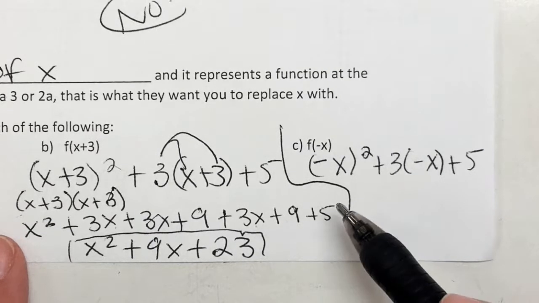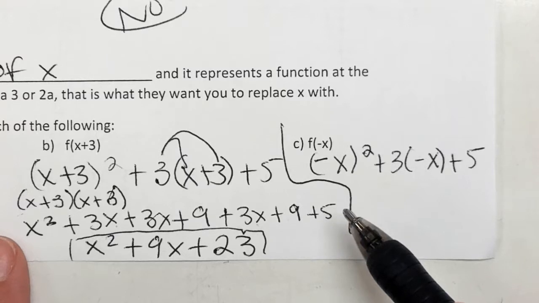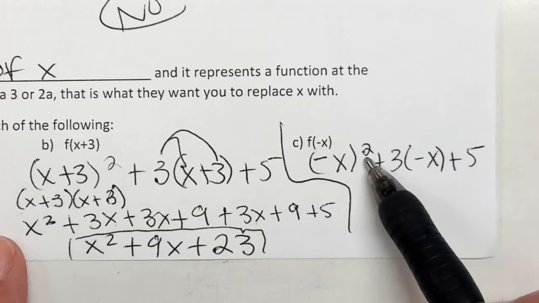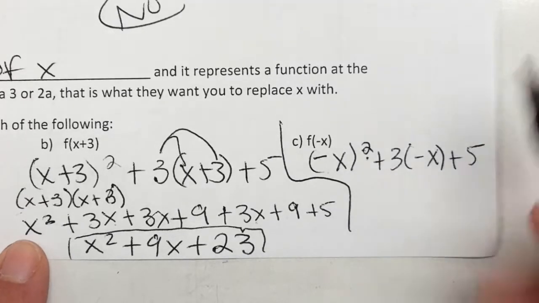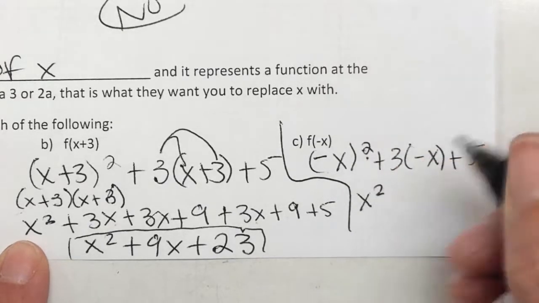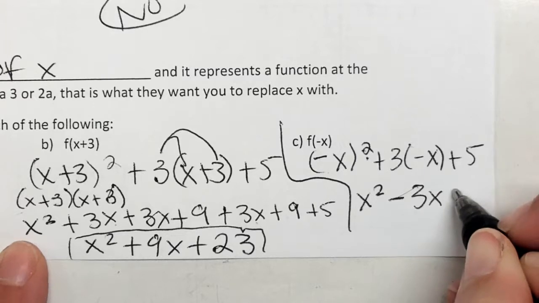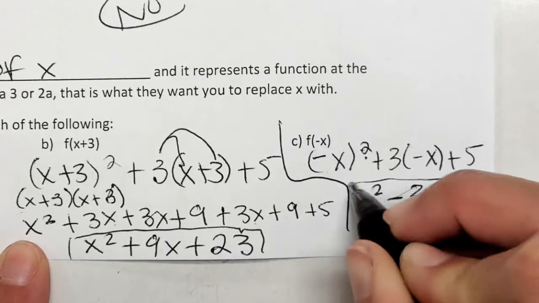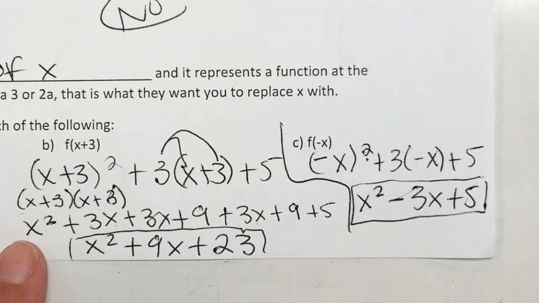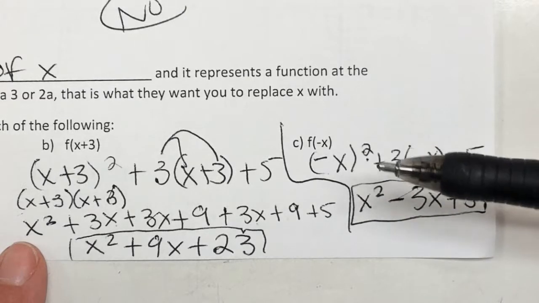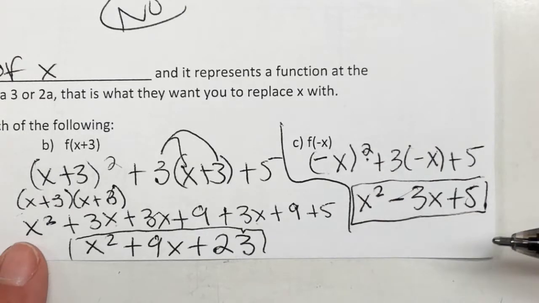What would happen if you squared this? It would become positive, right? Because what's negative 1 squared? Positive. So it'd be x squared. This would be what? Negative 3x. And then does this change? That's it. So don't forget, anytime you square anything, it's going to come out what? Positive. Very good.